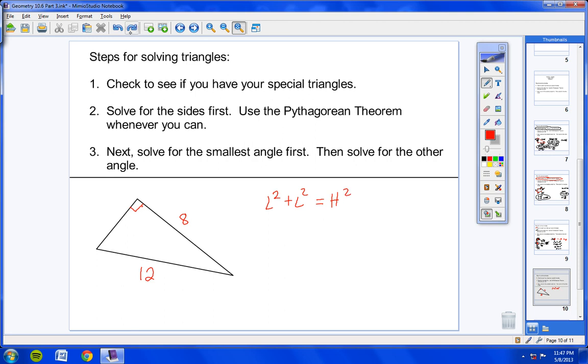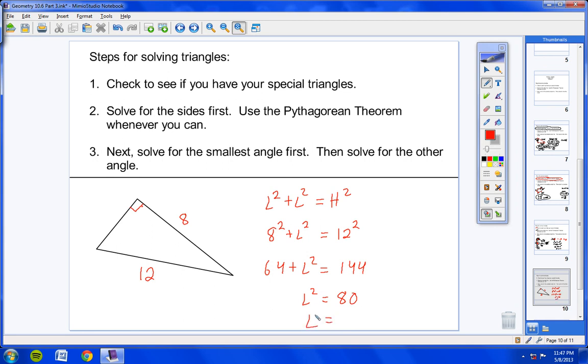All right, here's the Pythagorean's theorem. So one leg is 8. The other leg I do not know, and my hypotenuse is 12. So now I have 8 times 8, which is 64. 64 plus L squared equals 144. Okay? Now we subtract 64 from both sides, and let's see, what would that give us? 80, I believe. Subtract 64 from both sides, we get 80.